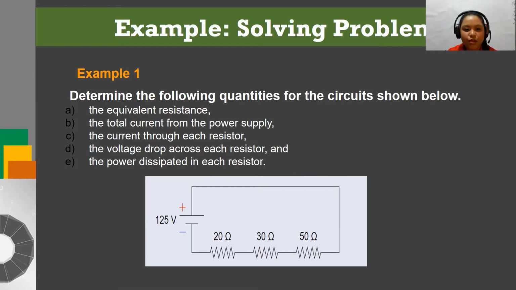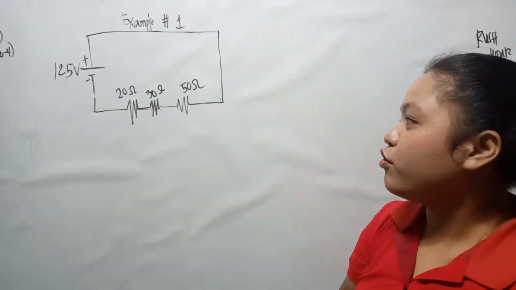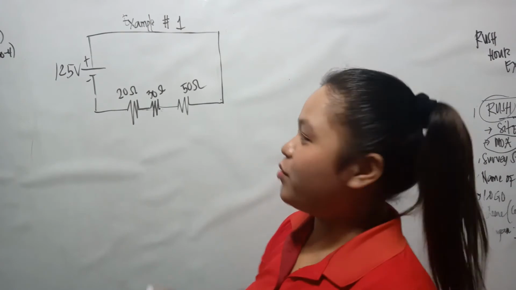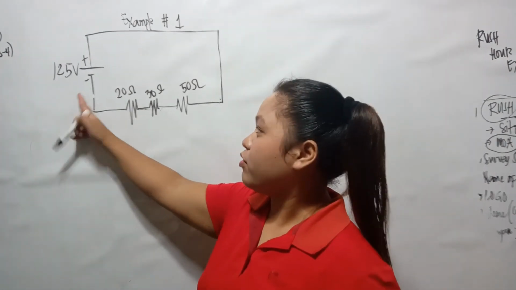Another example: determine the following quantities for the circuits shown below. Find the equivalent resistance, REQ, or R total. Next, the total current from the power supply. Next, find the current through each resistor, and then find the voltage drop across each resistor and the power dissipated in each resistor.